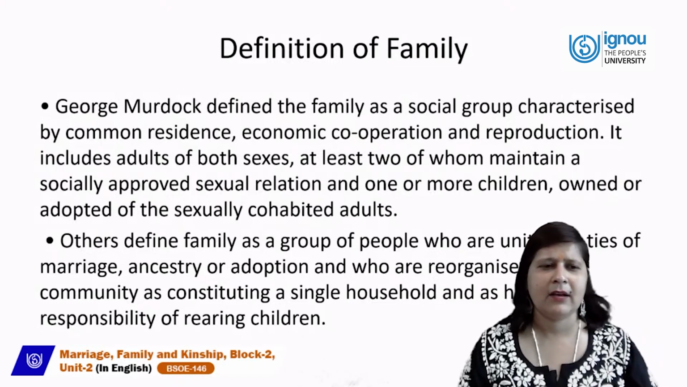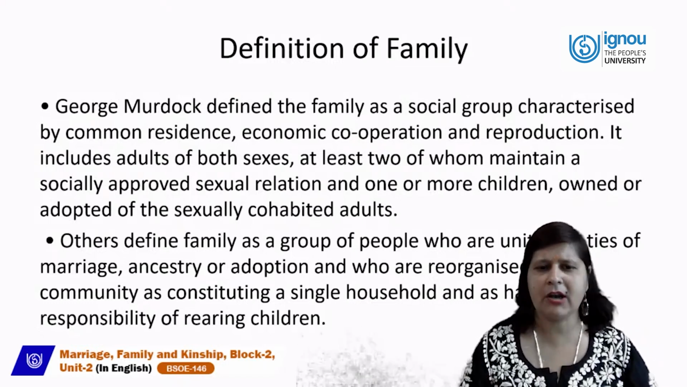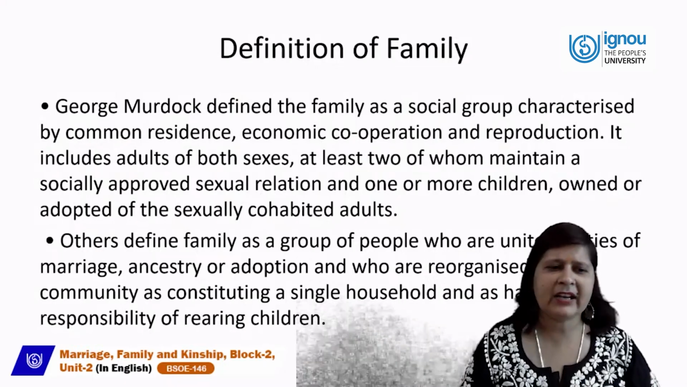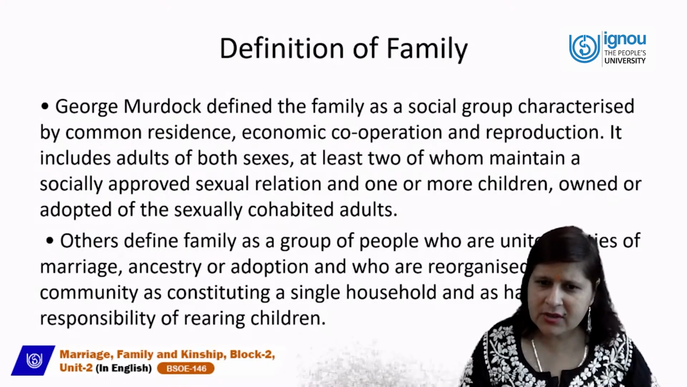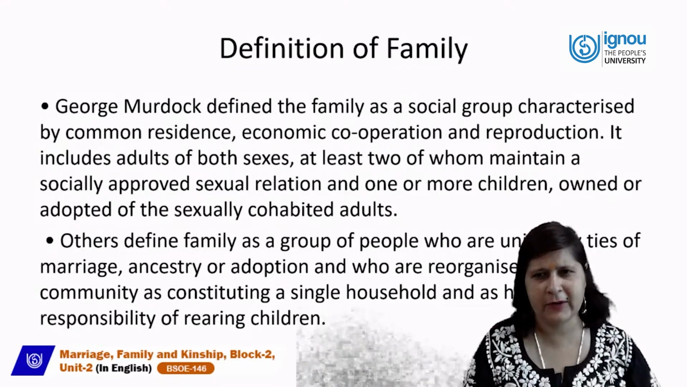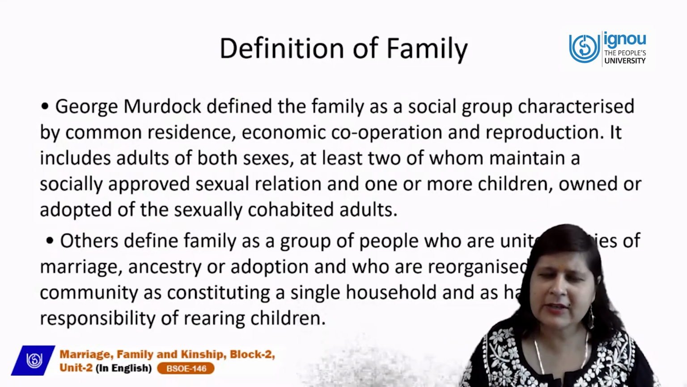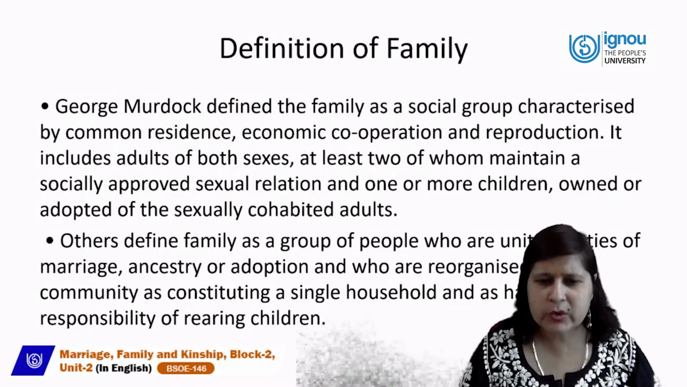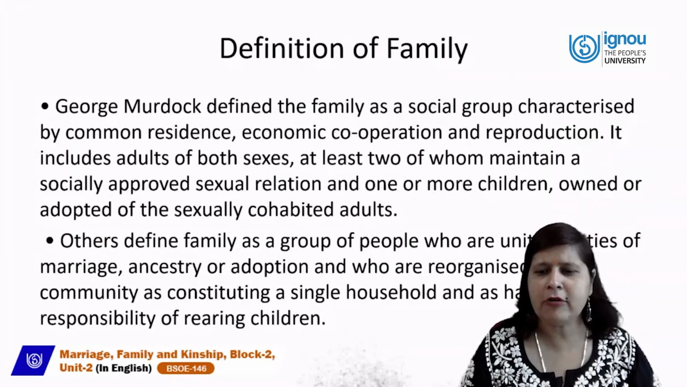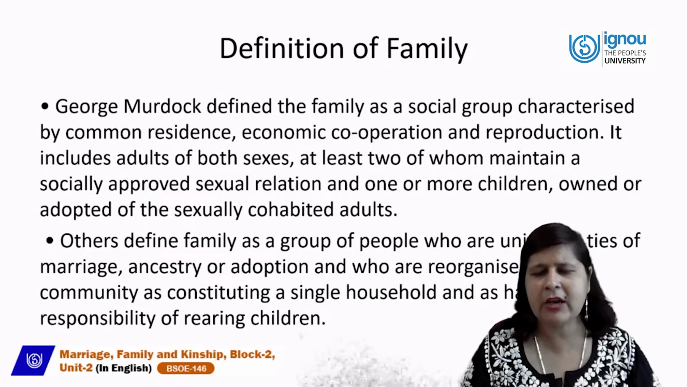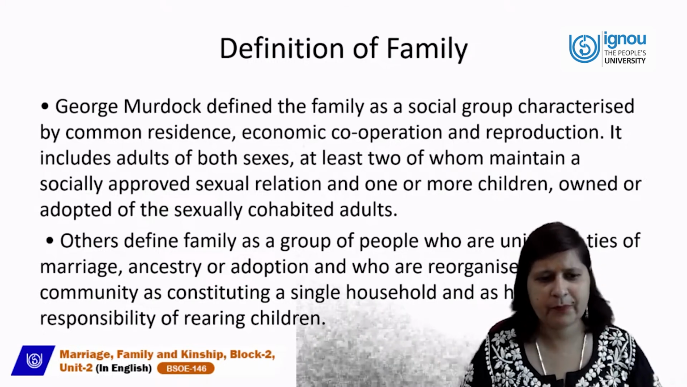Family. George Murdock defined the family as a social group characterized by common residence, economic cooperation, and reproduction. It includes adults of both sexes, at least two of whom maintain a socially approved sexual relationship, and one or more children, owned or adopted, of the sexually cohabiting adults.